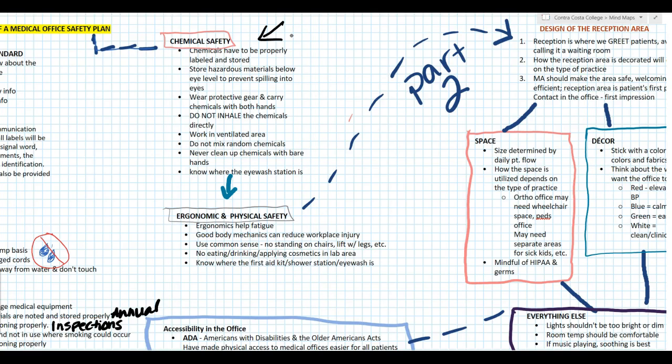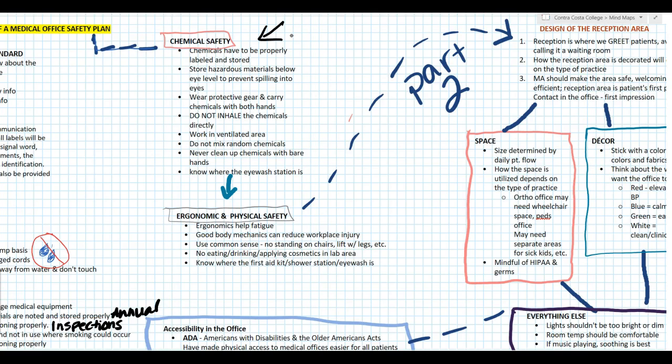Some of those chemicals are very caustic and acidic, and they can literally eat your skin. And you always want to know where the eyewash station is in your place of employment so that if chemicals splash in your eyes, you can go and wash the chemicals out immediately.